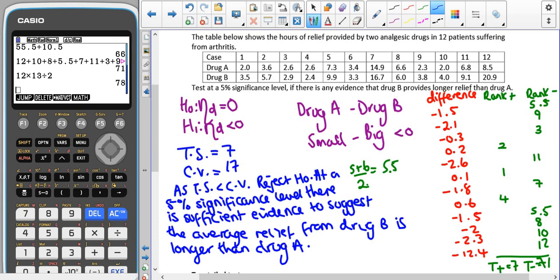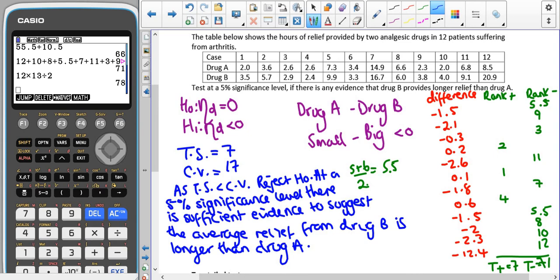Okay, so hopefully you paused the video and gave the Now You Try a go. So here we've got the table below shows the hours of relief provided by 2 analgesic drugs in 12 patients suffering from arthritis. So there we've got drug A and drug B both being used on the same patient, and so on and so forth. So test at 5% significance level if there is any evidence that drug B provides longer relief than drug A. So we've got H0, the median difference is 0, H1, the median difference is less than 0.